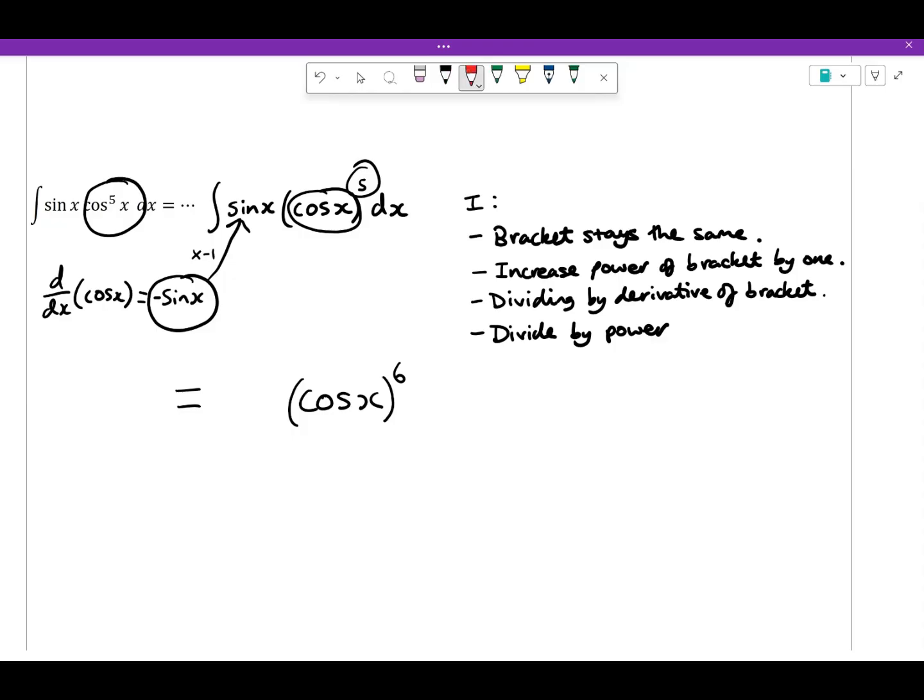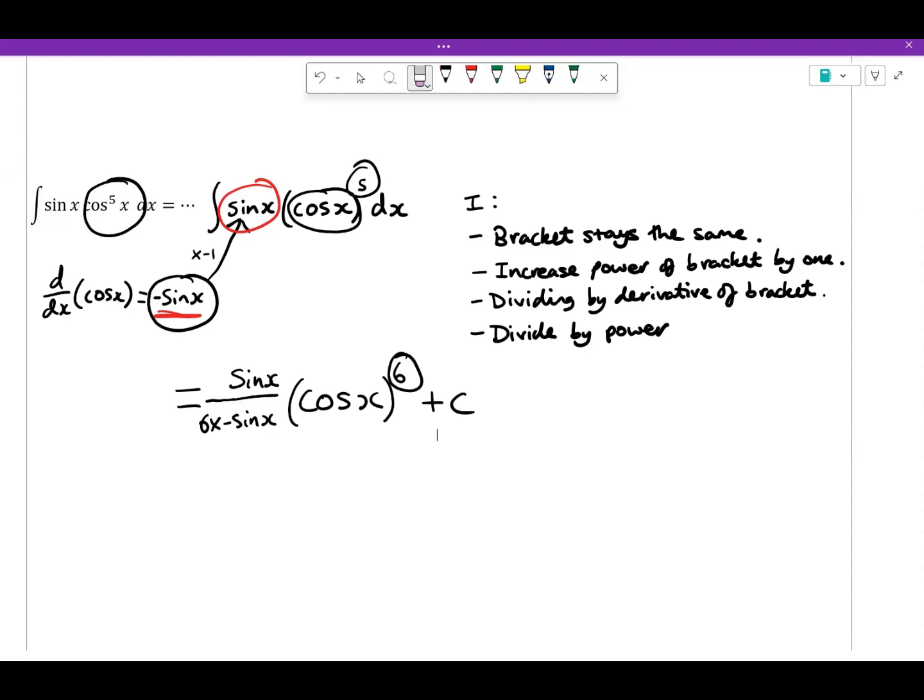So I'm going to take the initial sine x here, and we are going to divide it by the derivative of the cos x, which I wrote out over here. So negative sine x. And then we're also going to divide by the power. So I need to divide by 6. So in my denominator, I'm going to do 6 multiplied by the negative sine x like that. And then we need our plus c.